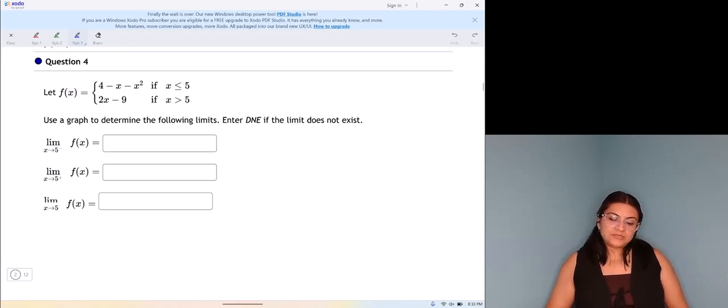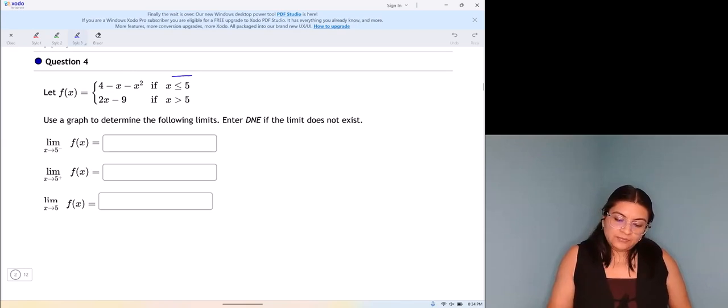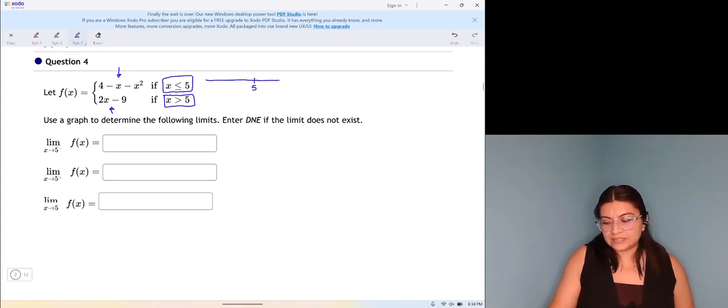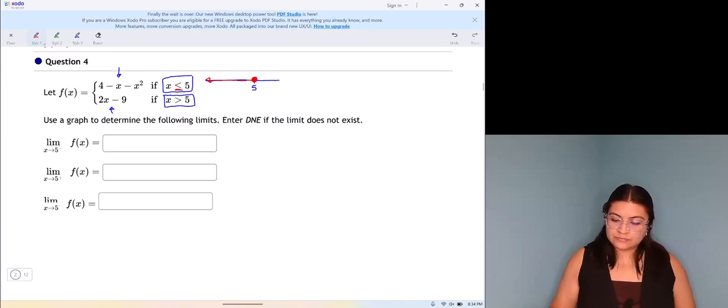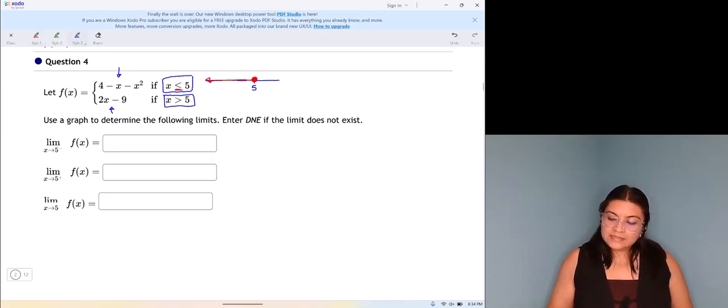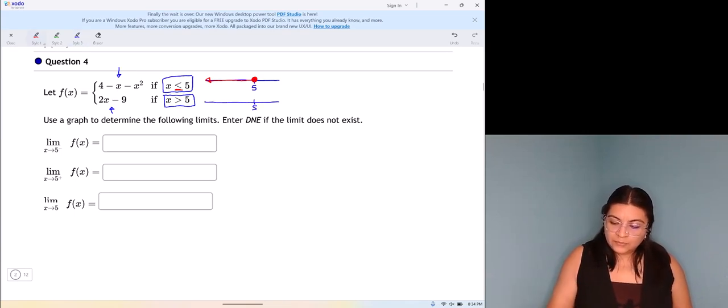Number 4, this is a piecewise function. This is the domain for the first formula, and this is the domain for the second formula, which is this one. Think of a number line. This is 5. Because it has the equal to, the 5 is included, and we're using these values. The second domain says x is greater than 5, so at 5 we put an open circle because the 5 is not included, and we go this way.